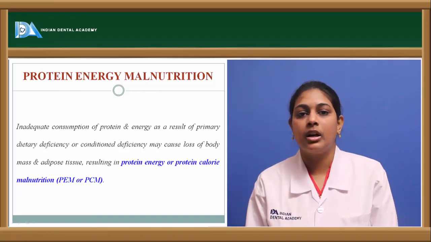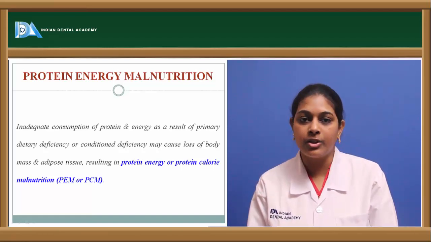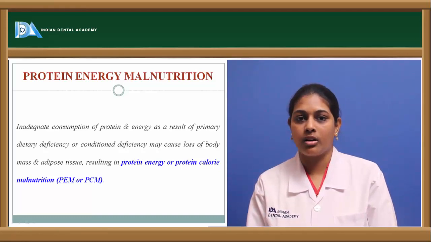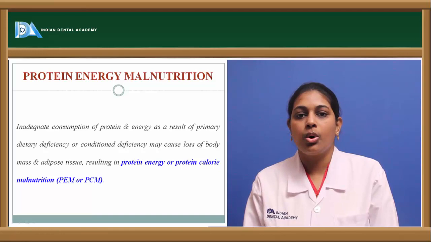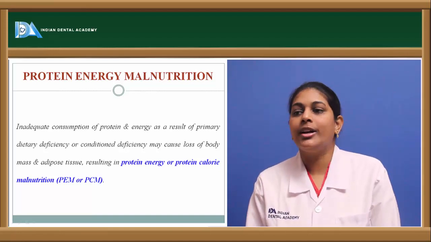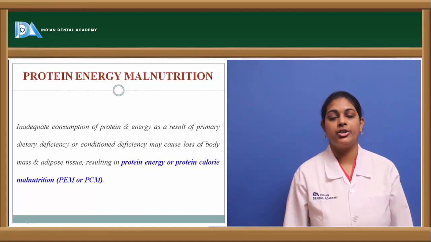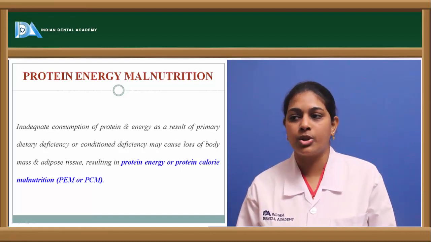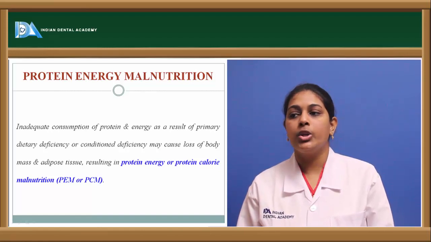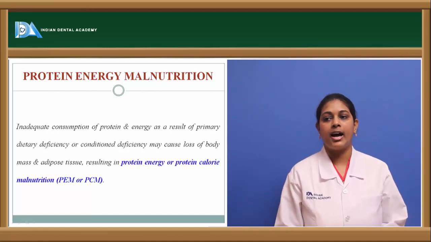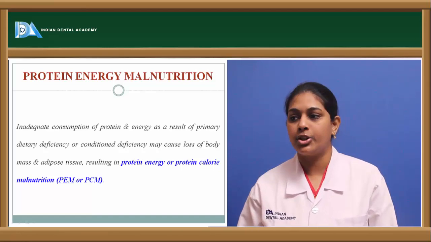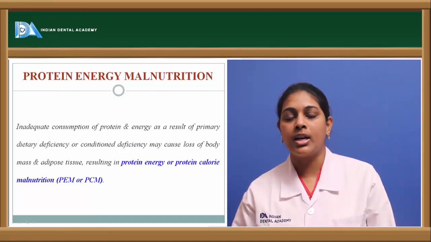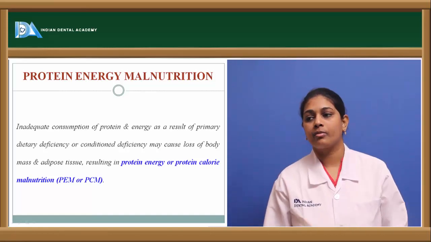Usually protein and energy are consumed in the form of diet, and when there is any lack or inadequate intake, it might result in malnutrition. So it is properly defined as inadequate consumption of protein and energy as a result of primary dietary deficiency or otherwise secondary deficiency, which is also known as conditioned deficiency, which may cause loss of body mass and adipose tissue. This results in protein energy or protein calorie malnutrition, abbreviated as PEM and PCM.